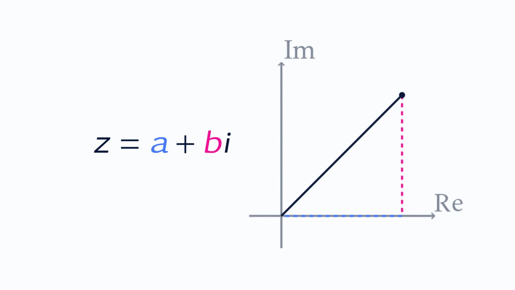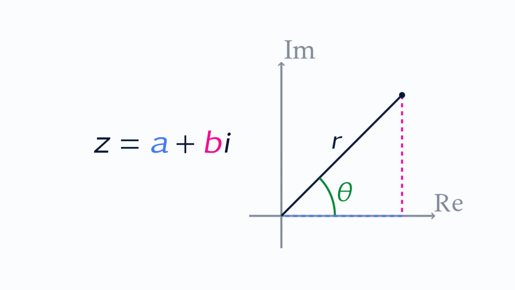You may again notice that z and its components form a right triangle with legs of length a and b and a hypotenuse r. This hypotenuse is the norm of z. The vector also forms an angle, theta, with the positive real axis. This angle is the argument of z.